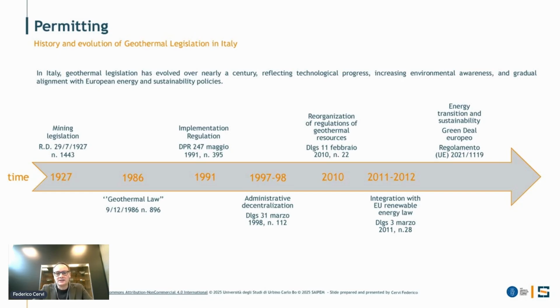It took nearly 60 years, however, until 1986, with Law Number 896, to have a specific regulatory framework entirely dedicated to geothermal energy in Italy.